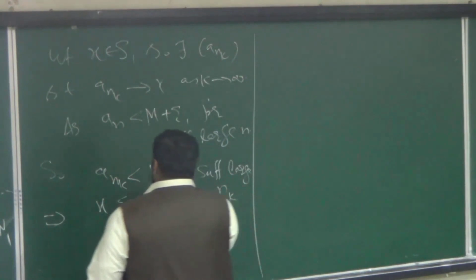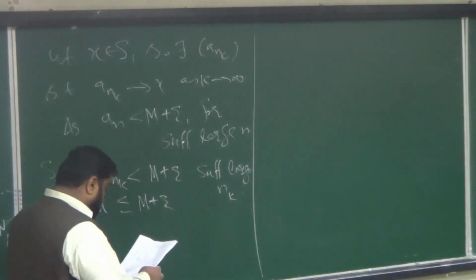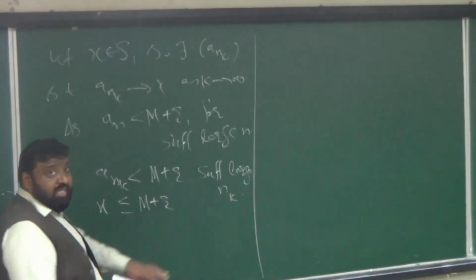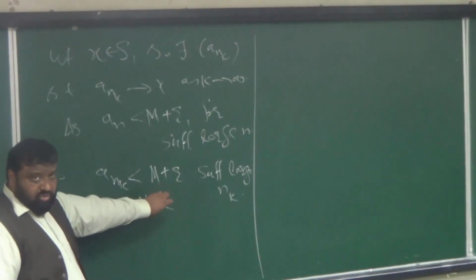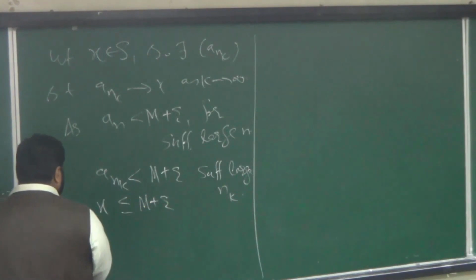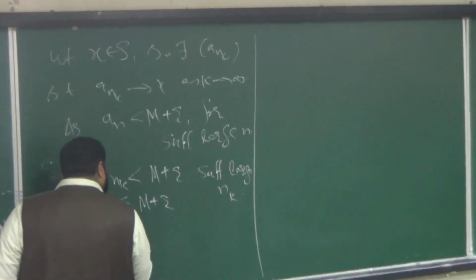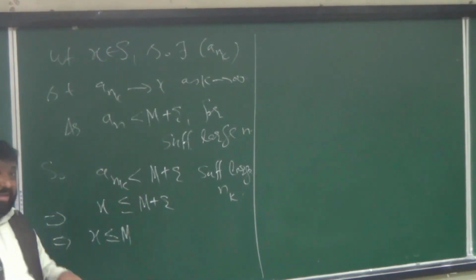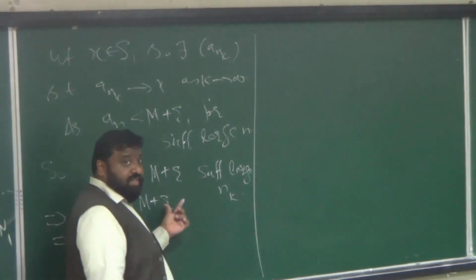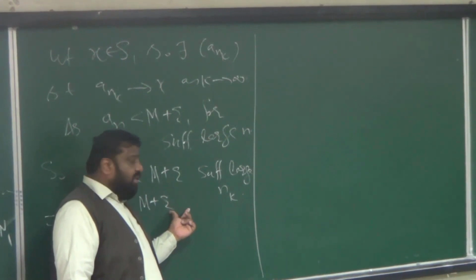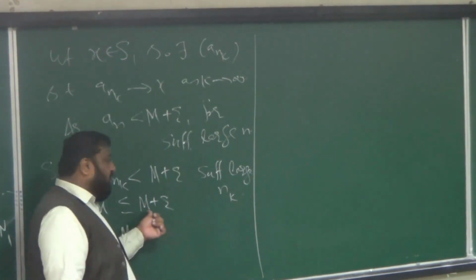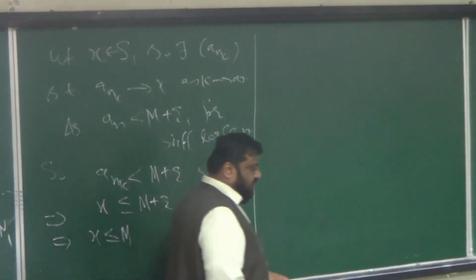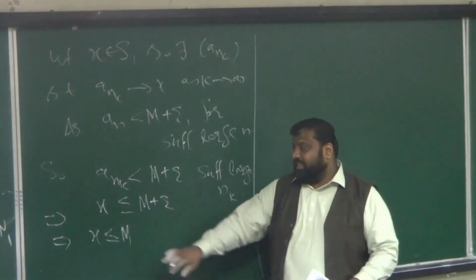So since the epsilon is arbitrary, completely arbitrary, no matter what epsilon you choose, no matter how small you choose, this means that this x is always going to be smaller than M plus epsilon. If you proved an inequality for an arbitrary epsilon, that means that this x is going to be always smaller than or equal to M. Okay? No matter how hard you try, this x cannot go above this.